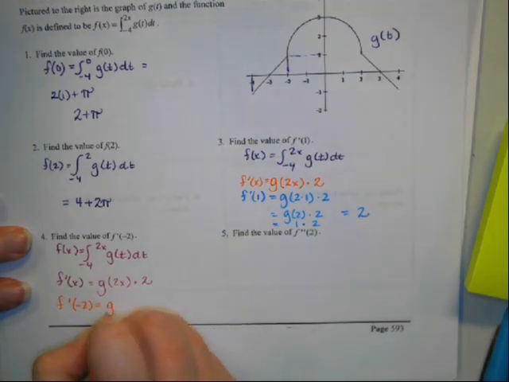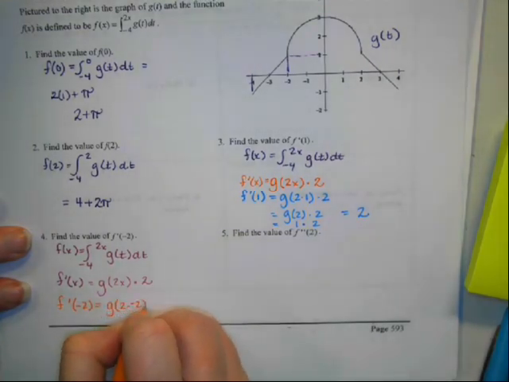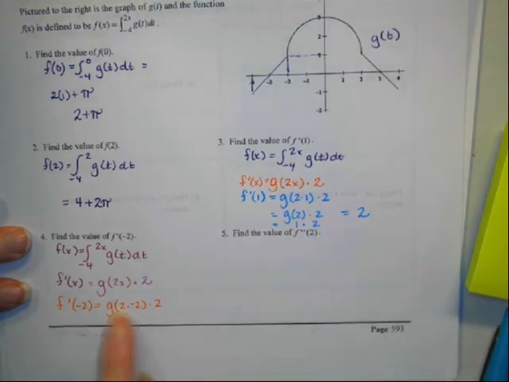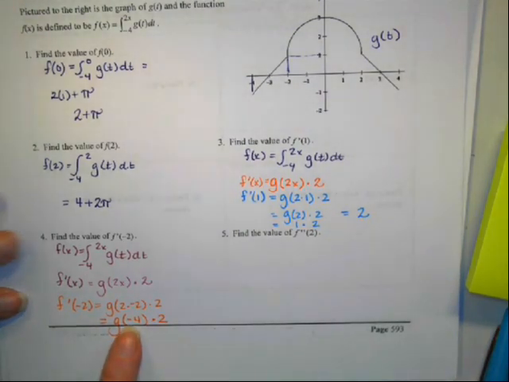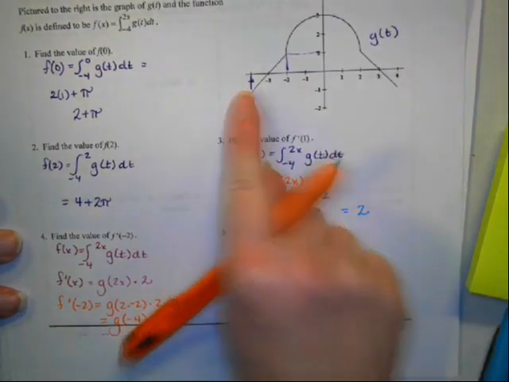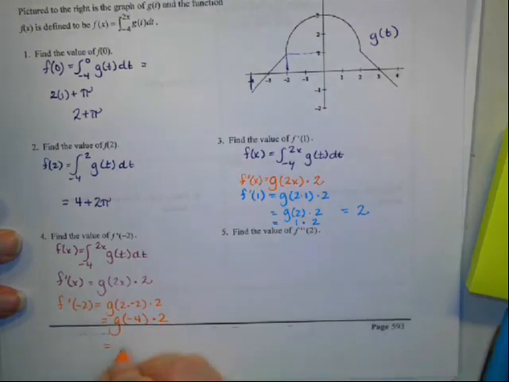So that's going to be g of 2 times -2. 2 times -2 is -4. So I need g of -4, which is -1. -1 times 2, which is -2.